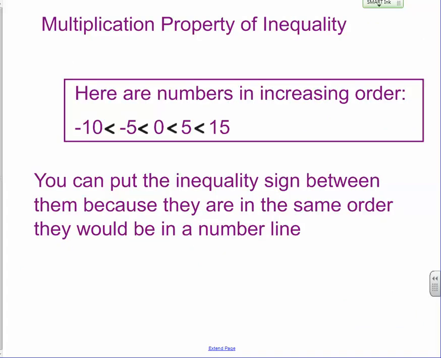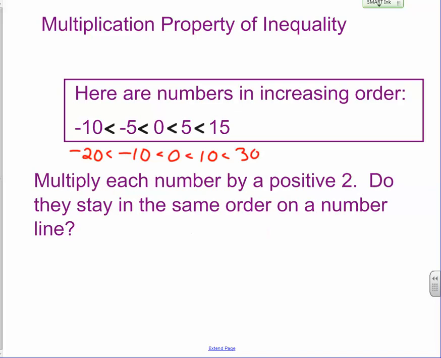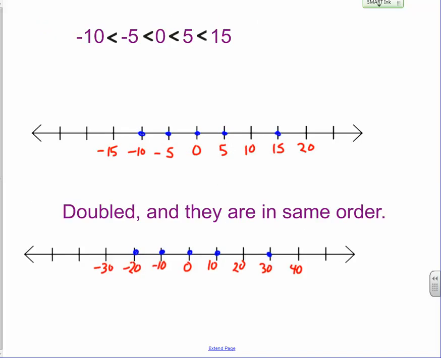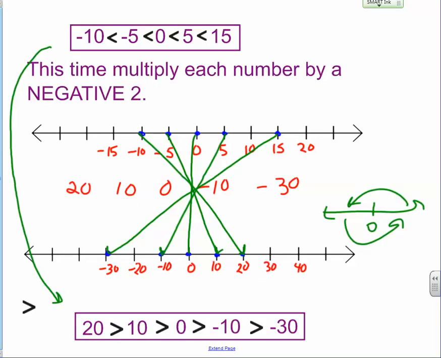So if I just take some numbers that are increasing in order, on a number line, negative 10 is less than negative 5, and that's less than 0, and that's less than 5, and that's less than 15. So we can put that inequality sign in there. And if I multiplied each of these numbers by a positive 2, I'm just doubling them. So really, I'm just making the distances between them on the number line greater. But still, negative 20 is less than negative 10, and that's less than 0, and that's less than 10, and that's less than 30. So they do stay in the same order on a number line. And here's my number line, so you can just see they're in the same order. Just double the values.